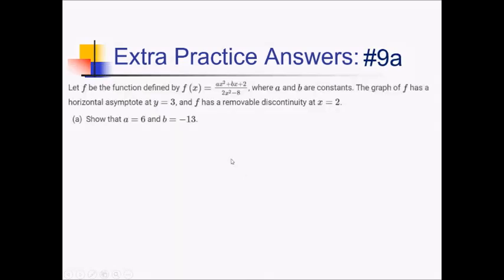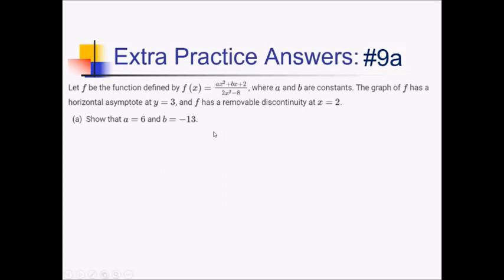For this problem, we're given this f function, which is this crazy-looking rational function with a's and b's in it, where a and b are constants, and they're saying the graph of f has a horizontal asymptote at y equals 3 and a removable discontinuity at x equals 2. So given this stem here, the first thing we're asked to do on this problem is show that the a value is 6 and the b value is negative 13.